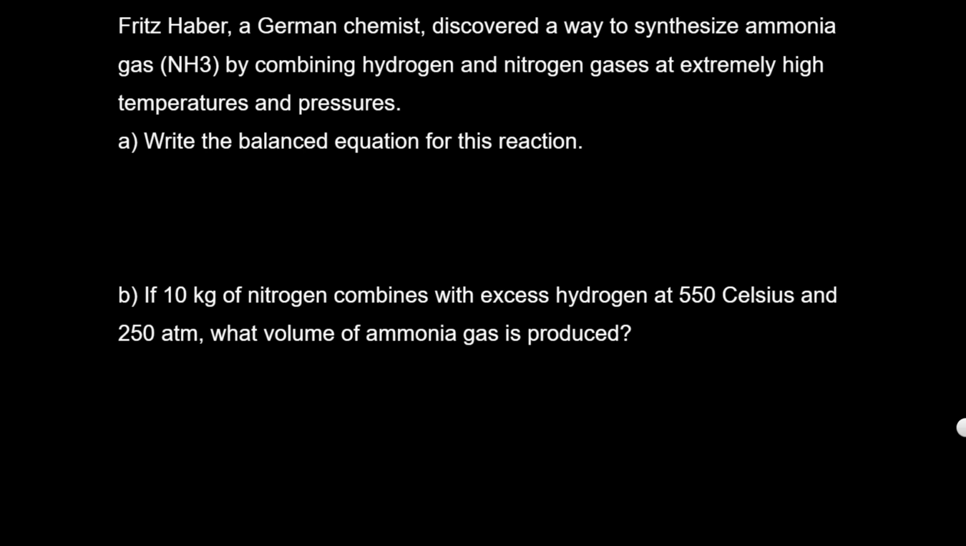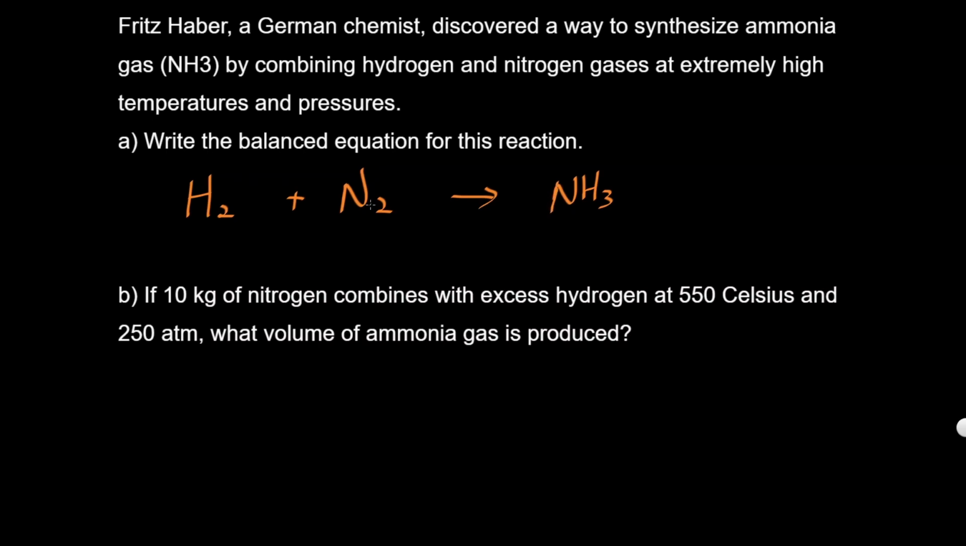Okay, we have a synthesis reaction here. It says this guy synthesized ammonia gas by combining hydrogen and nitrogen gases. So let's write down the reaction here. We got hydrogen gas H2 plus nitrogen gas N2 will make ammonia gas, which is NH3. Before you do anything, you need to balance it.